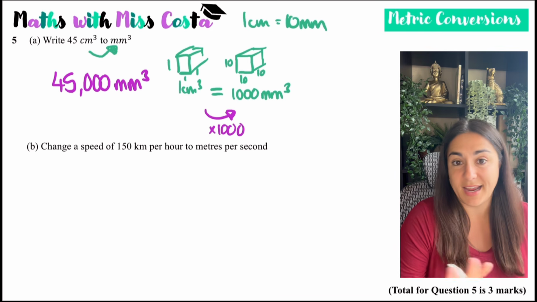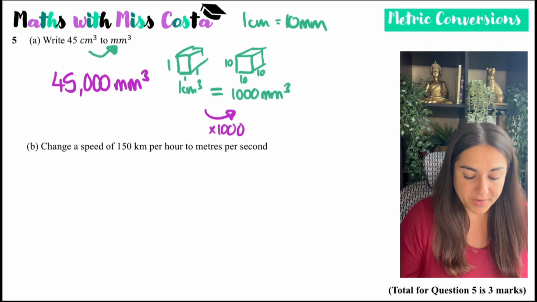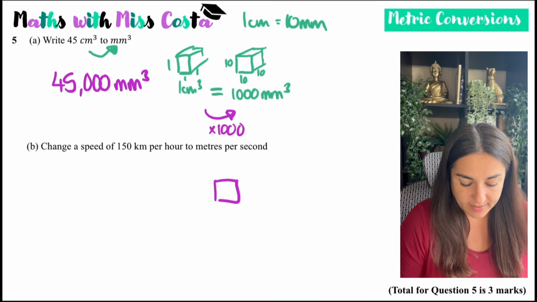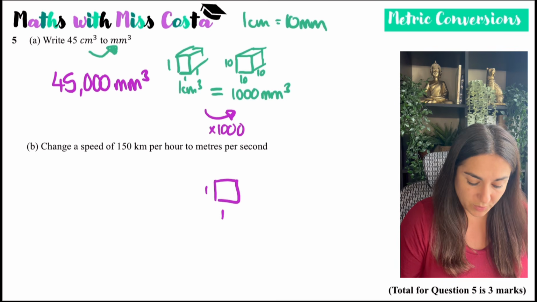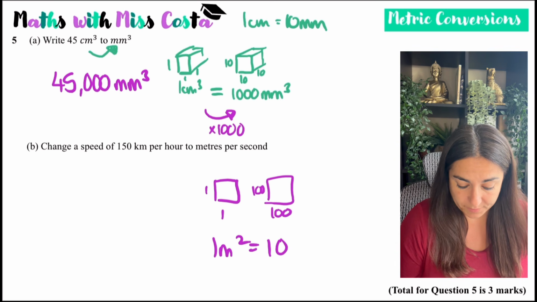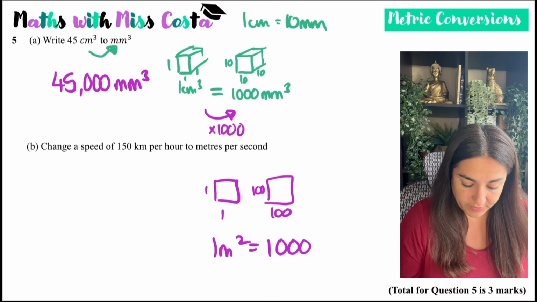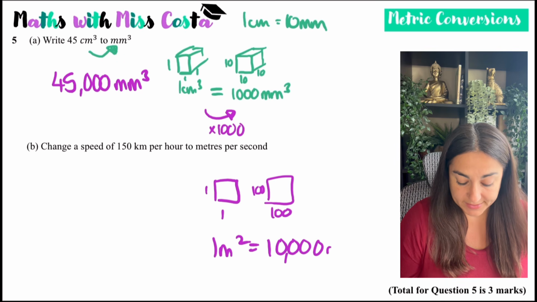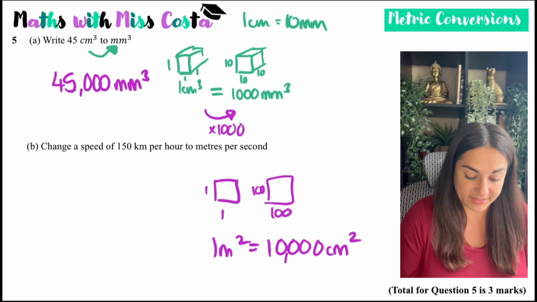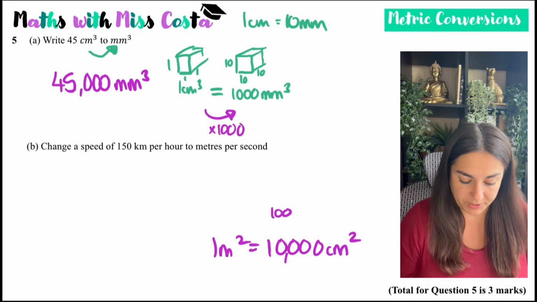And you can do this with anything. If you had to do, let's say, meters to centimeters, and you're doing meters squared, you do 1 meter by 1 meter, which is 100 centimeters by 100 centimeters. So 1 meter squared would be 10,000 centimeters squared. So just use that as a quick visualization to help you.